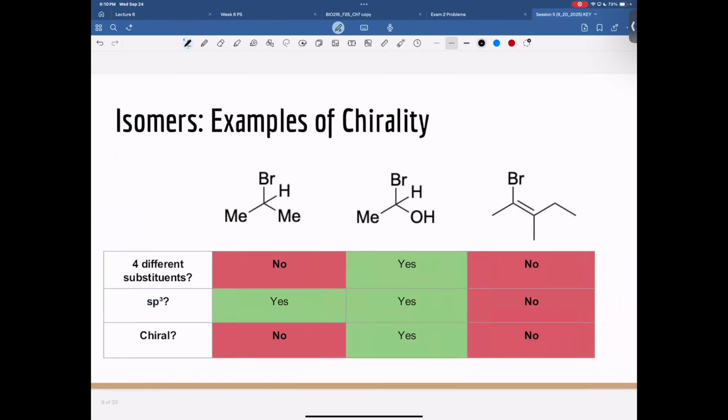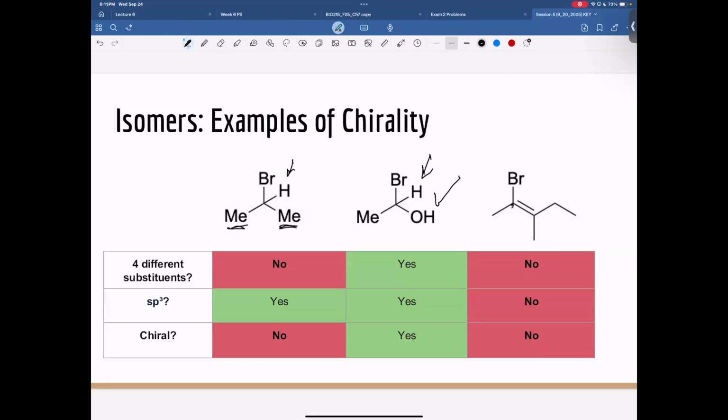Here are some examples of chirality. So we're looking at this one. Does this one have 4 different substituents? No, because it has these 2 methyls. Those are the same, so it's not a chiral center. What about this one? 4 different substituents? Yes. And is it sp3? No double bonds? Yep. So this one is a chiral center.